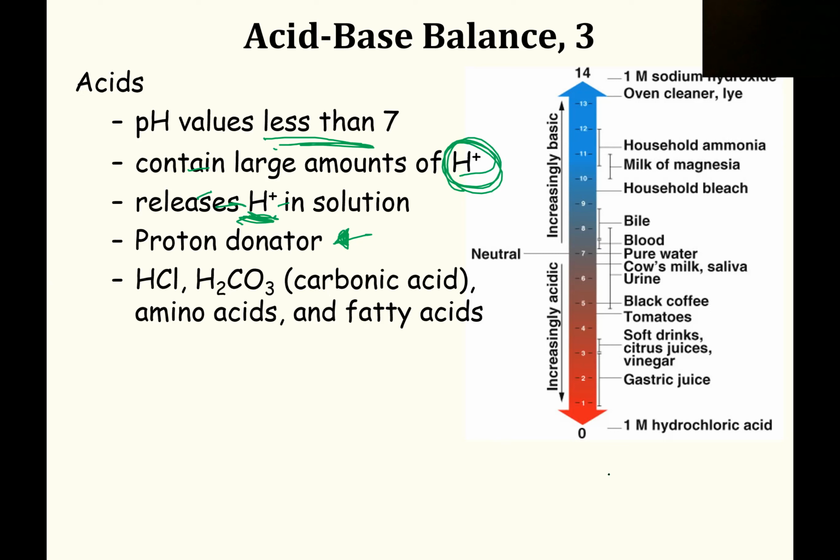Examples: hydrochloric acid, a full quantity, 1 molar solution. Gastric juice also contains hydrochloric acid. Carbonic acid is going to be more up here in the weak acids, H2CO3, amino acids, and fatty acids. So they have organic acids as well.